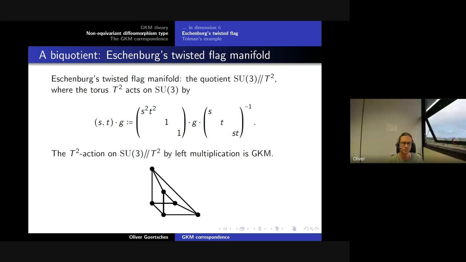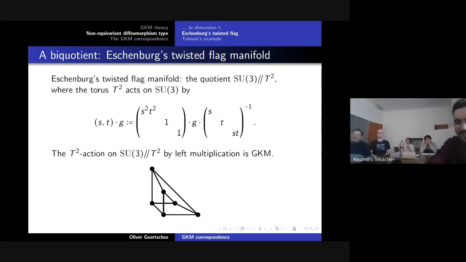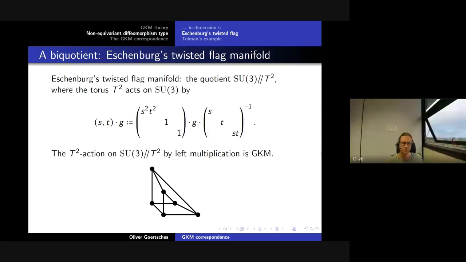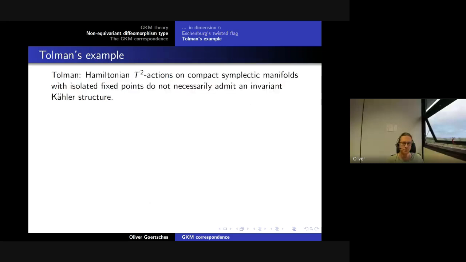Okay. So this is the picture. Now forget about this flag manifold for a second. There is another paper from the end of the 90s by Susan Tolman.